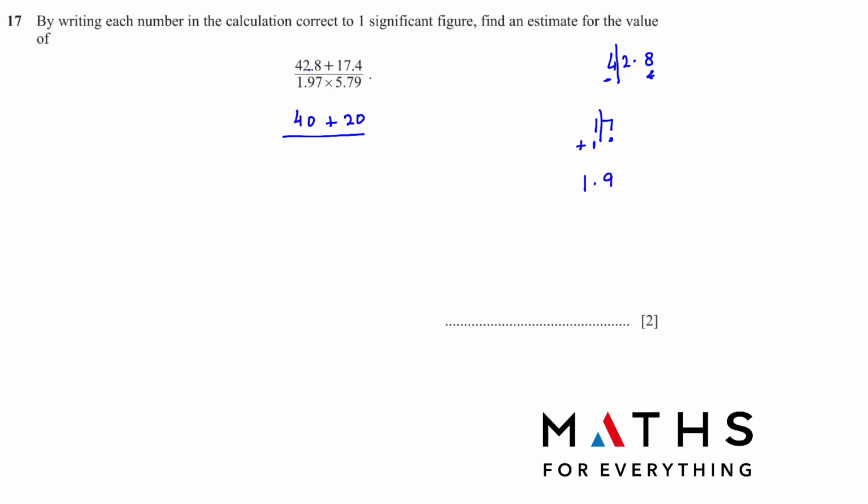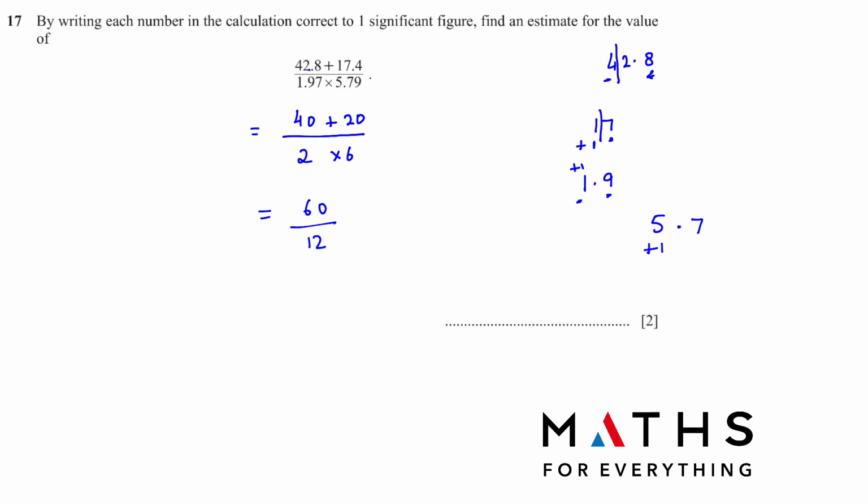Then we have 1.97. 7 I'm not writing. The first significant figure is 1. 9 is not 5, it is more than 5. So we add 1 here. 1 plus 1 is 2. The last number is 5.7. Add 1 to 5, we will get 6. The number before the decimal was 1 digit, so we have 1 digit in our calculation. Now let's add 40 plus 20 is 60 and 2 times 6 is 12.